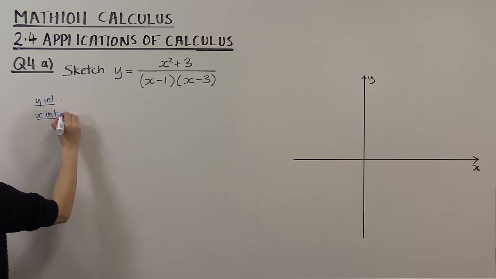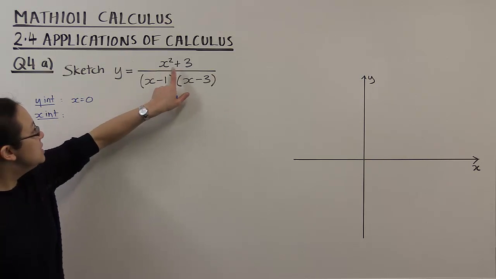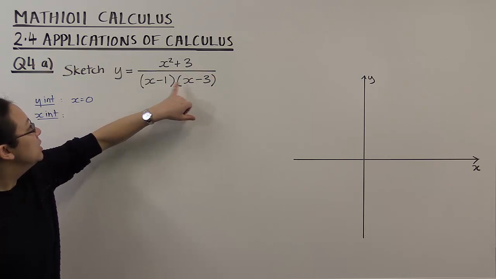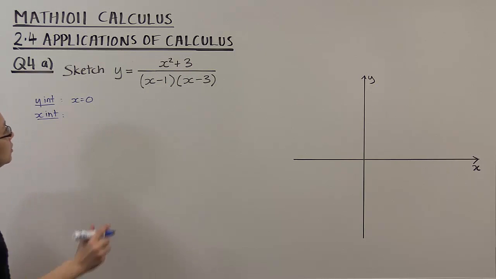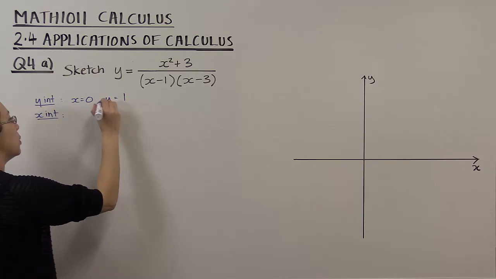So if we're working out the y-intercept, we're substituting x equals 0. This is relatively easy. We get 3 divided by minus 1 times minus 3, or 3 divided by 3, which is 1. So when x equals 0, y equals 1.